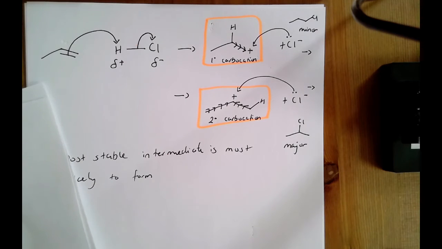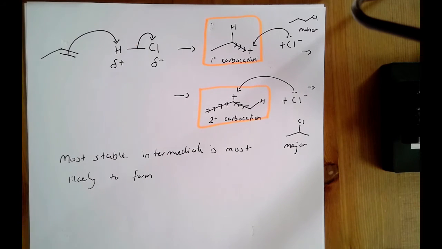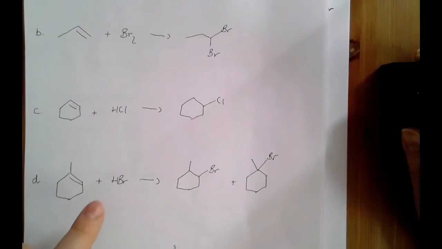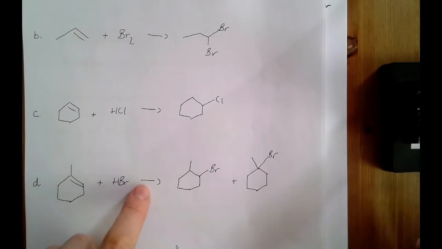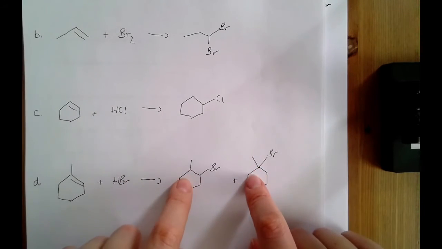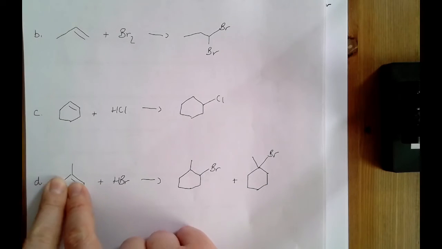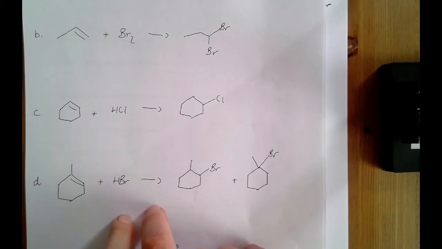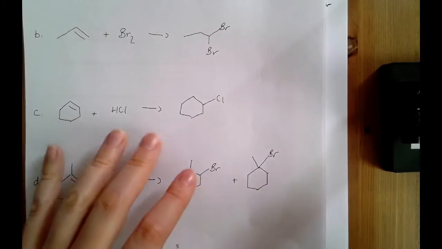So I want you to have a go at question number 2 in your feedback sheet and then do question number 3. So question 2 goes through the mechanisms. So I've got one for hydrogen, bromine, HCl, and then I've got HBr. The one at the end, I'm forming two different products, because I've got an unsymmetrical alkene. So try and draw me out the two different intermediates and then label one as major and one as minor.